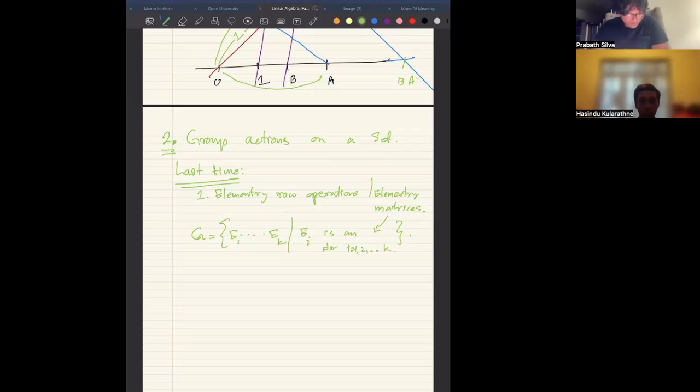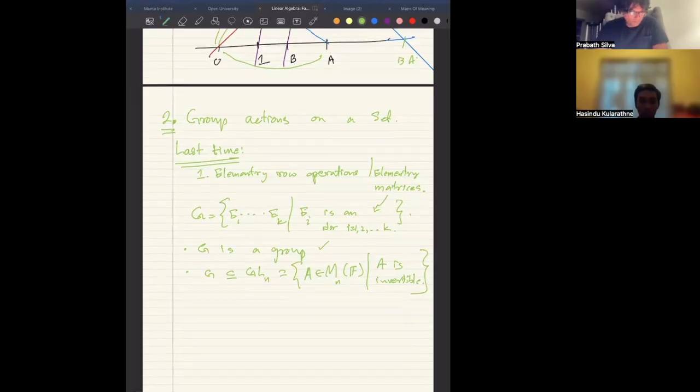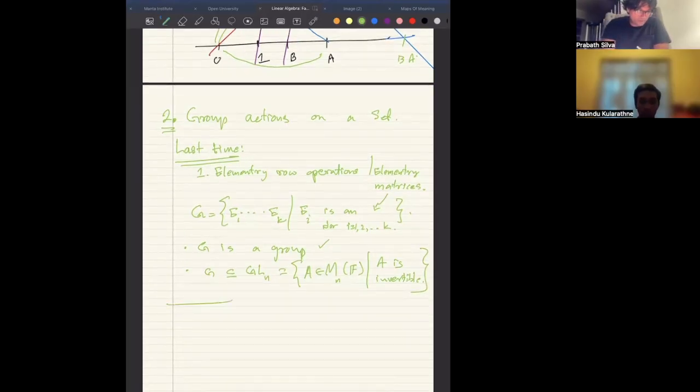Now, we showed that G is a group. And we showed that G is inside GLn. GLn is all the n by n matrices A over the field F where A is invertible. Okay, so we are done with this.